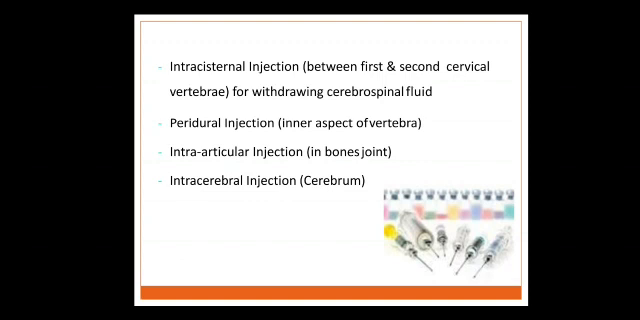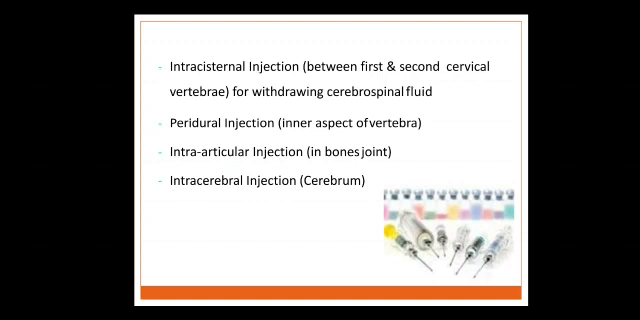The eighth one is intracisternal injections. These are given between the first and the second cervical vertebrae. These injections are used to withdraw CSF, meaning cerebrospinal fluid, for diagnostic purposes.